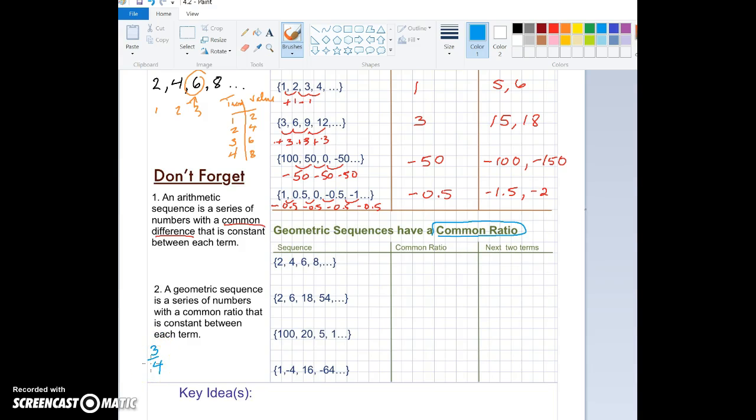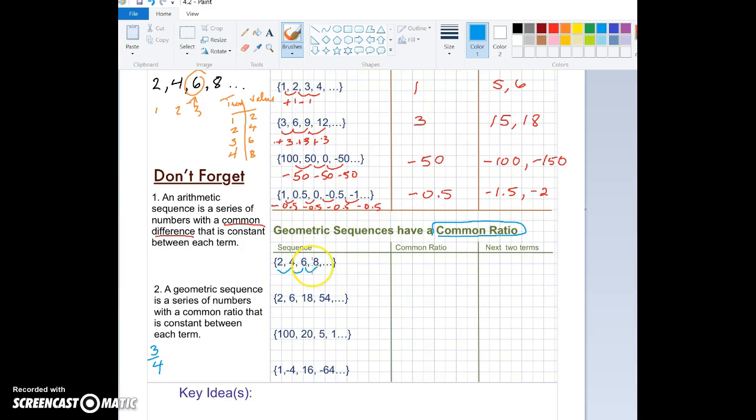So what we're doing when we find a common ratio is we're looking to see, what do I have to do from one term to the next term? Well, I'm multiplying by something, aren't I? So to get from 2 to 4, I could have added 2, but I always have to look at my next term, which went from 4 to 6, and then from 6 to 8.